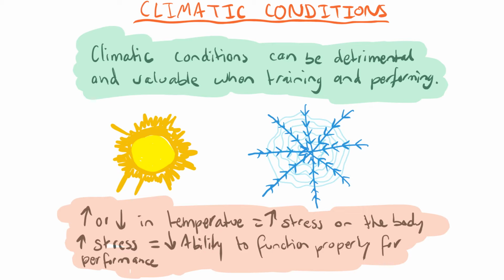Now, when we look at climatic conditions, an increase or decrease in temperatures, so we're looking at temperature extremes here, can increase the stress on the body. If we have an increased stress on the body, that means that we've got a decreased ability to function properly for performance. So we want to try and have that perfect level of stress, or that optimum arousal, and external stresses need to be decreased as best as possible to try and increase the body's ability to perform.